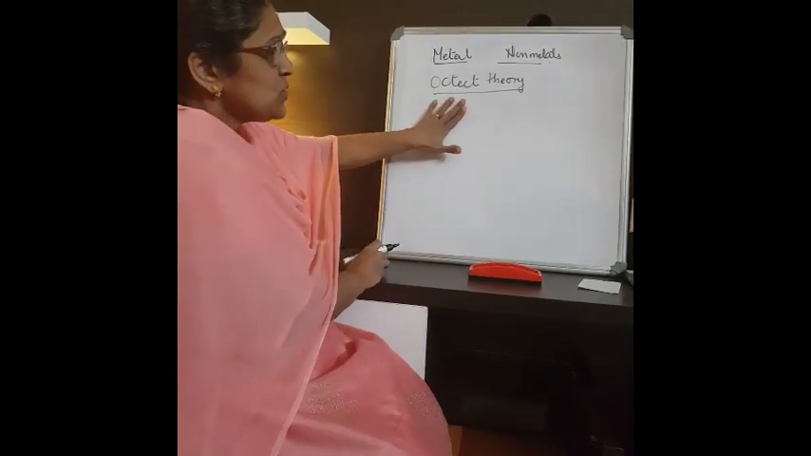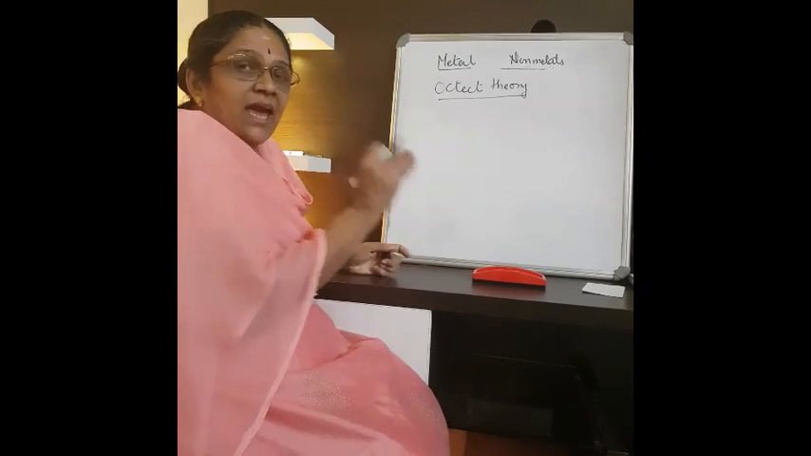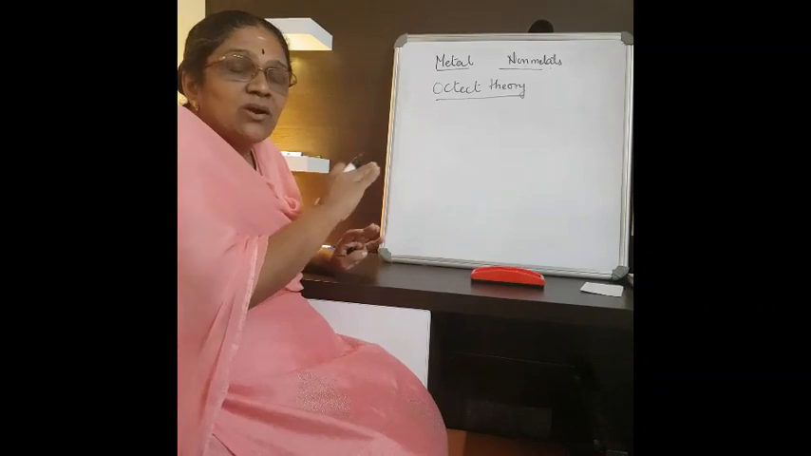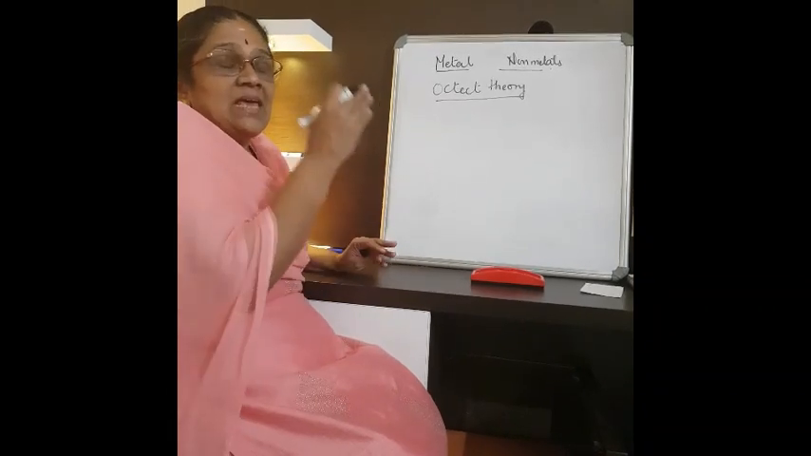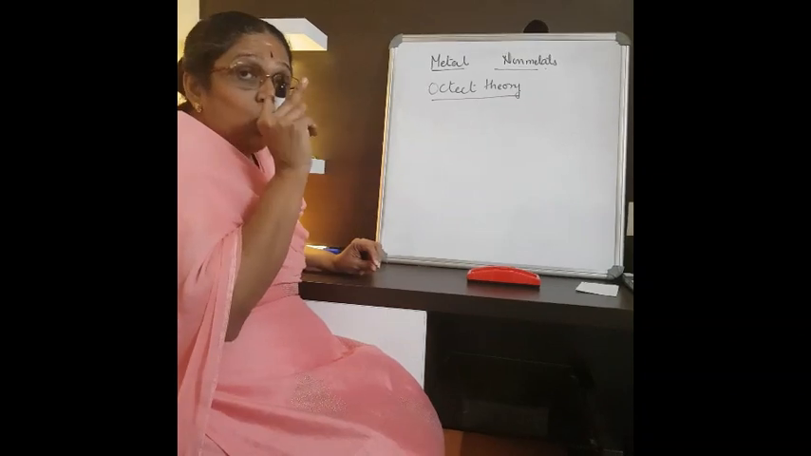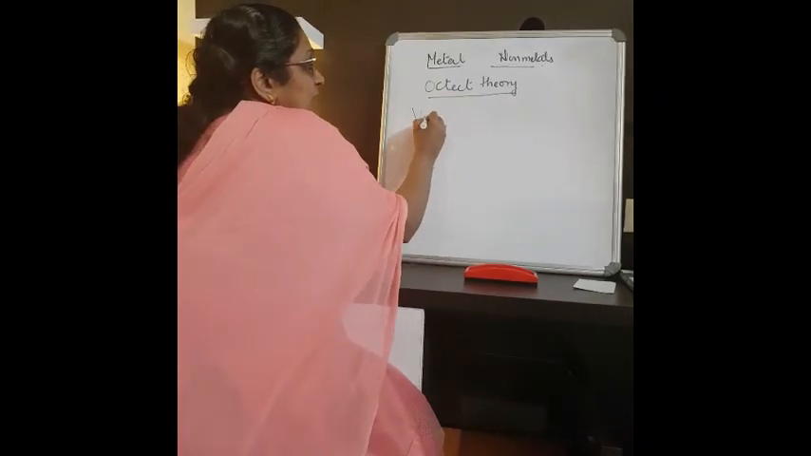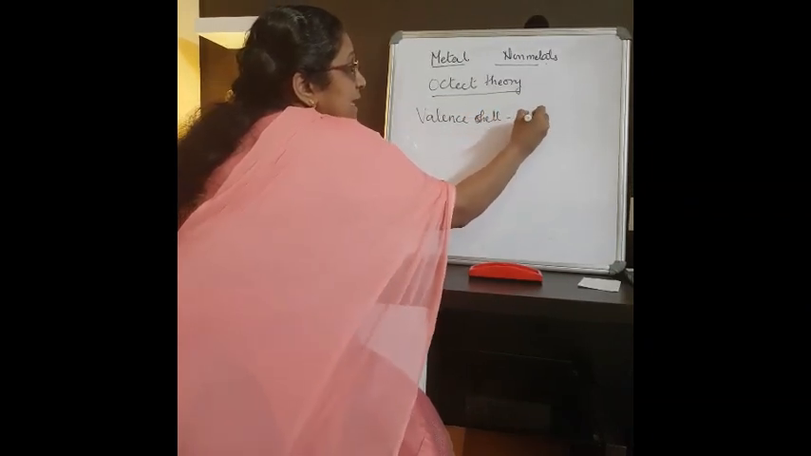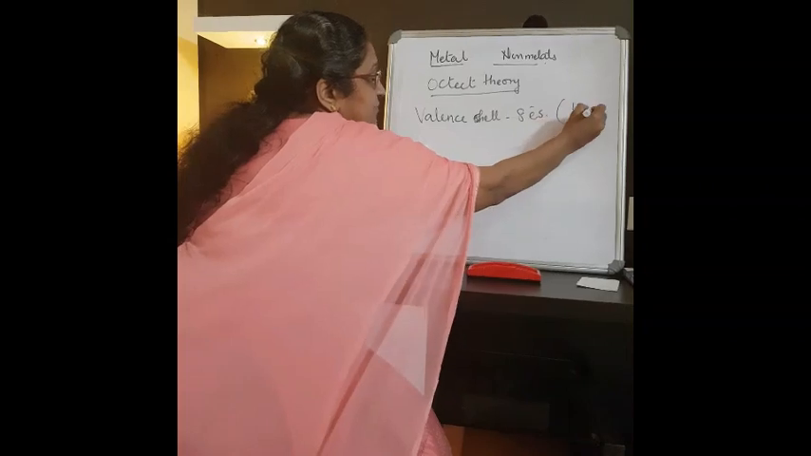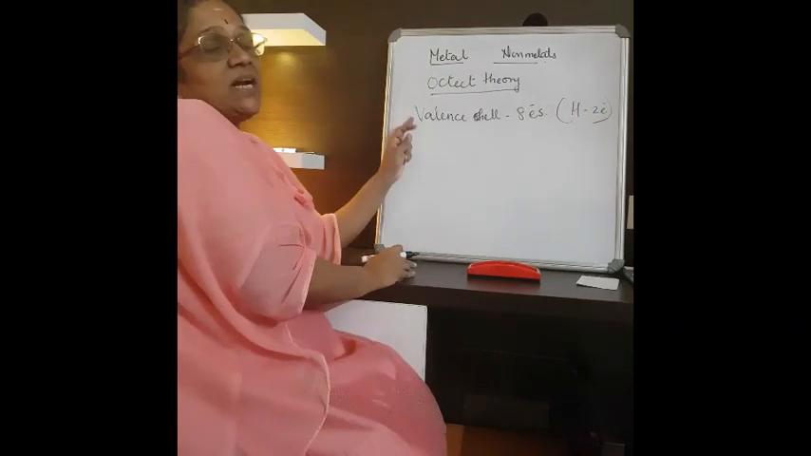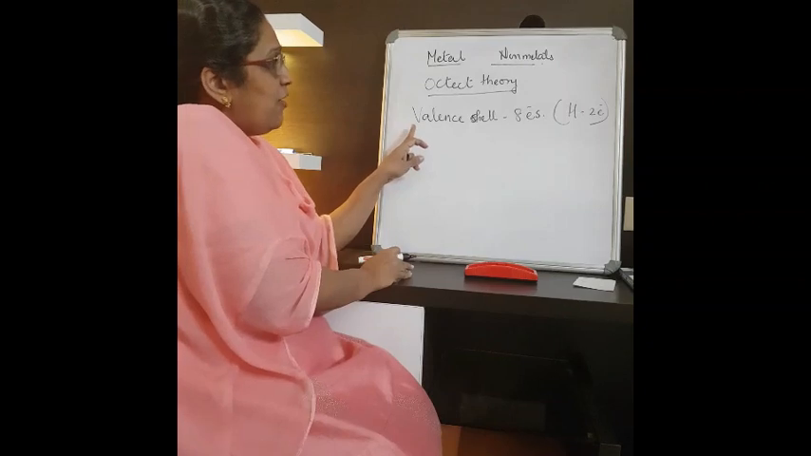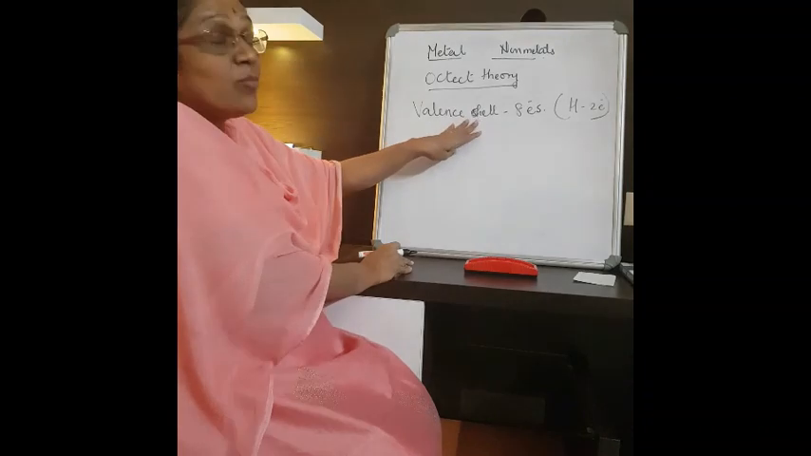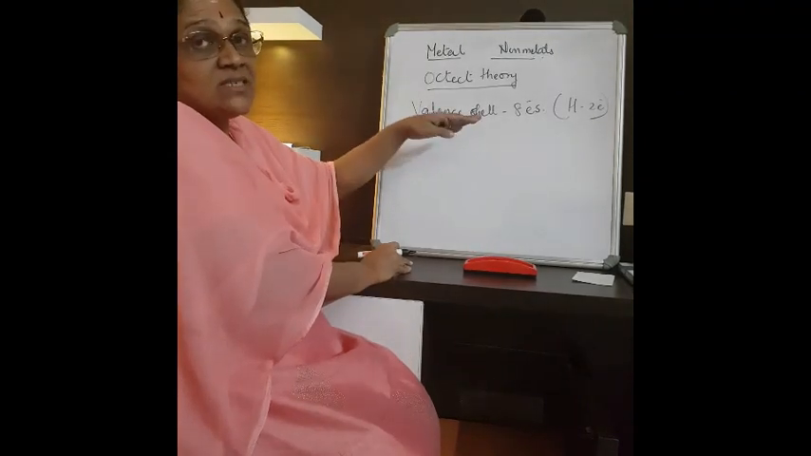Now, what is the octet theory? Octet theory means any element is stable. Stable means it does not undergo any reaction. An element is stable only when its valence shell has 8 electrons. The exception is hydrogen, which has 2 electrons. This we have studied in 9th standard. That means every element wants an octet in its outermost shell, which is called the valence shell.